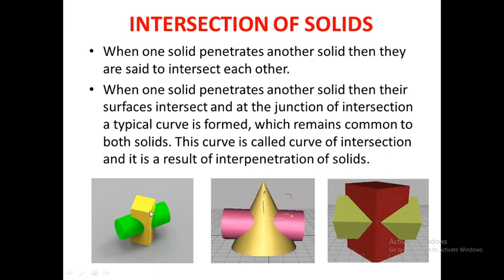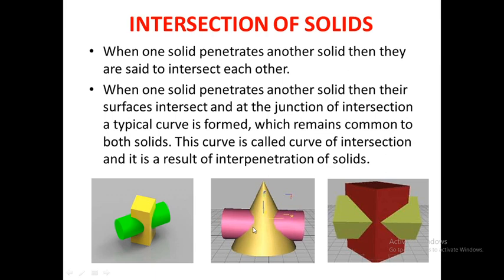For example, you can see here in example 1 we have a vertical square prism which is standing on the ground. A horizontal cylinder is inserted inside the vertical square prism. So, when two solids meet each other in such a way that one solid penetrates into the other solid, then both the solids are said to intersect each other.